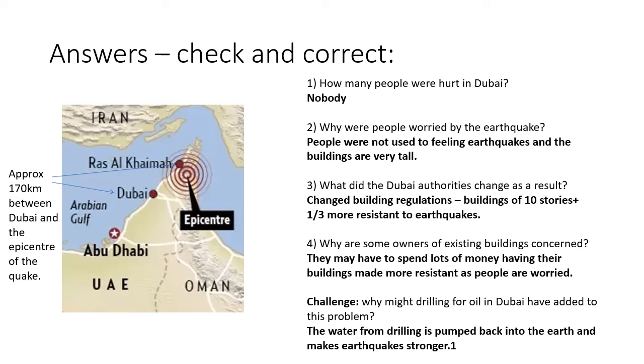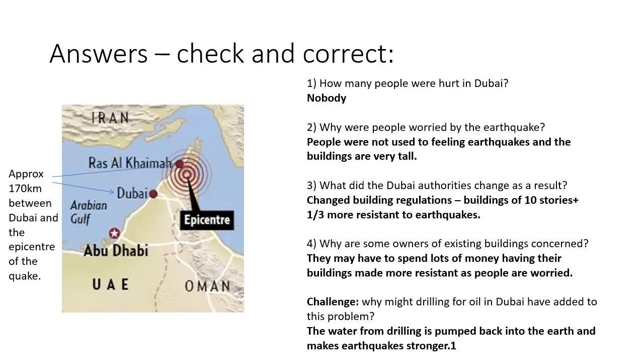What did the Dubai authorities change as a result? They changed what are called building regulations, the rules, the laws that all people have to follow if they want to build a building. And the key one was that buildings of 10 or more stories were now 1/3 more resistant to earthquakes. Now that only applies, as they said, to new buildings, not to existing ones.